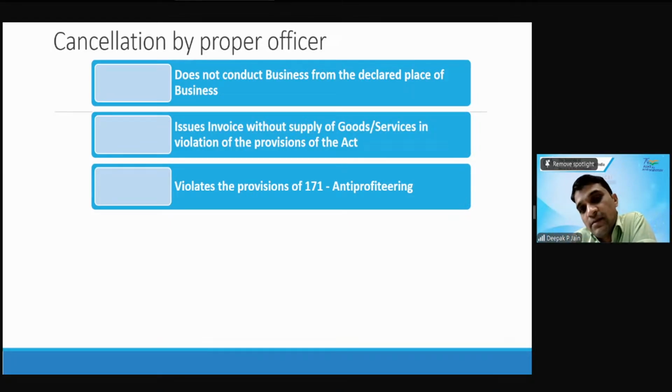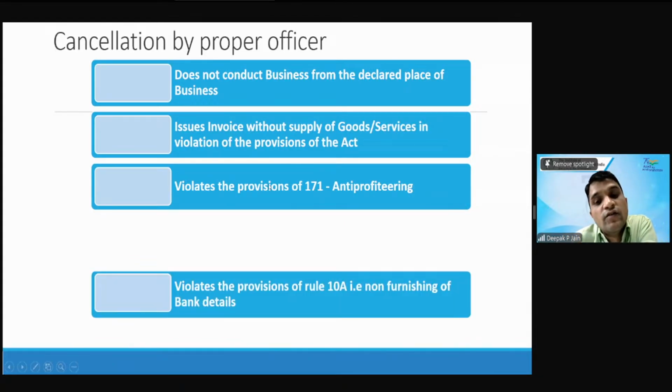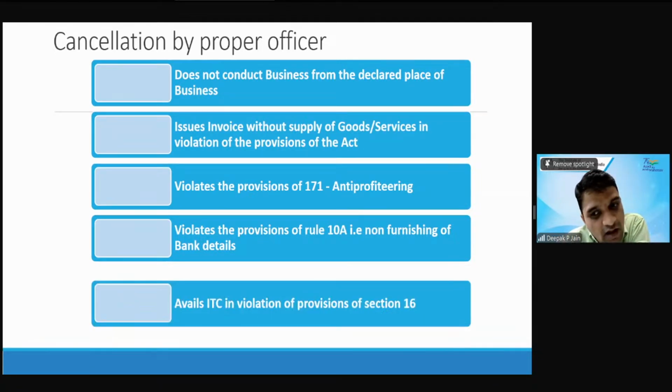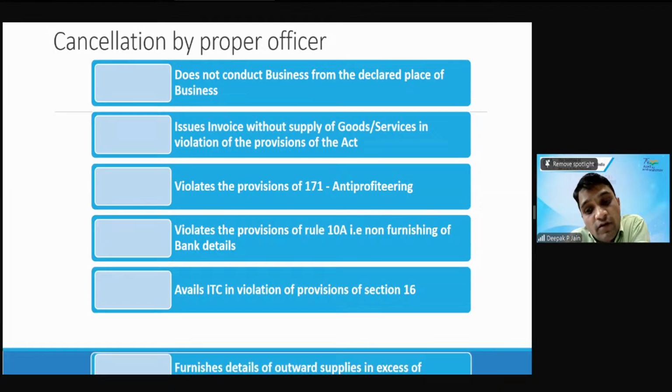मतलब जीएसटी वजह से आपका प्रॉफिट हो रहा है और आप वो बेनिफिट पास ऑन नहीं कर रहे हो, so if you are violating that और एंटी प्रॉफिटरिंग अथॉरिटीज ने फाइंड आउट कर दिया, तब भी आपका रजिस्ट्रेशन कैंसिल हो सकता है. ठीक है. Then you violate the provision of Rule 10A, जो हम आगे देखेंगे कि आपके रजिस्ट्रेशन करने के बाद आपको 30 days या फिर 30 days और within the date of filing GSTR1 you have to submit your bank account. अगर आप वो सबमिट नहीं करते हो तब भी आपका रजिस्ट्रेशन कैंसिल कर सकता है ऑफिसर.